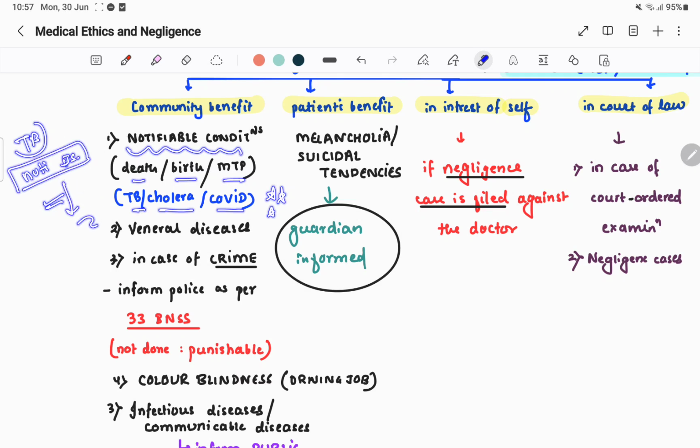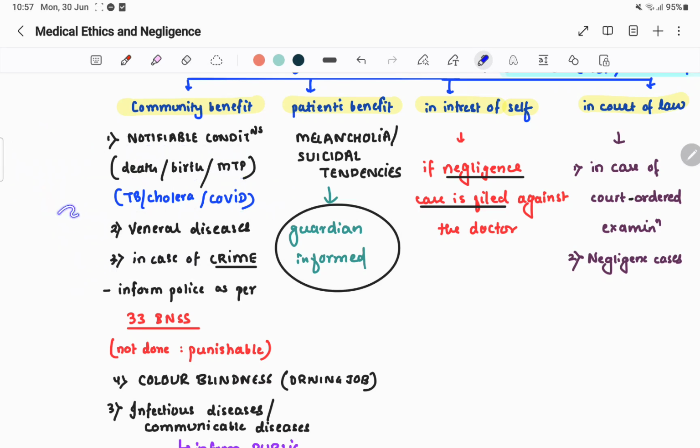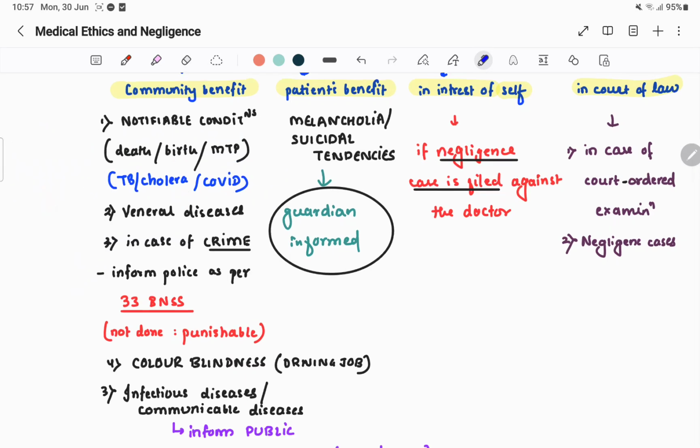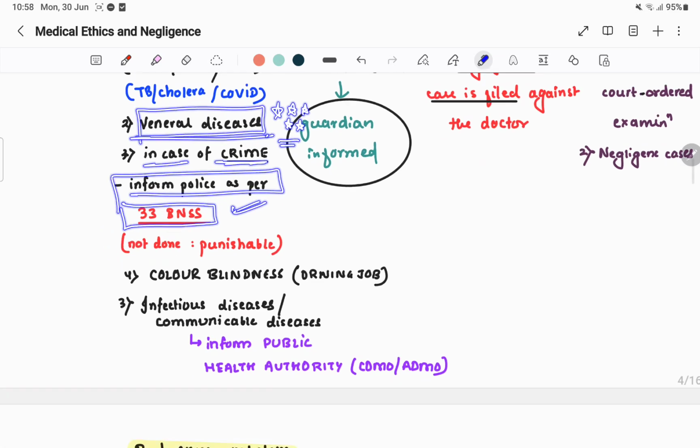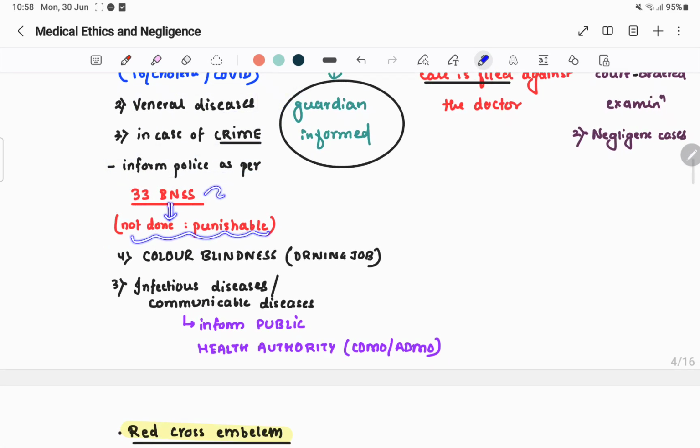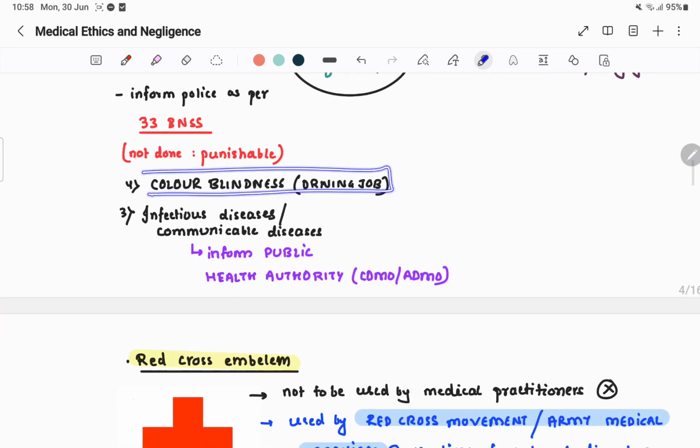Okay, so you have to register the patient and inform the relevant authorities for the TB card and the Nikshay portal. In case of venereal diseases, you have to educate and inform, and maintain the confidentiality of the patient. In case of crime, you have to inform the police as per Section 33 BNSS. If it's not done, it's punishable. Section 33 BNSS deals with the communication given to the police. In case of color blindness in a driving job, you have to inform. In case of infectious diseases, you have to inform the public health authority like EDMO and CDMO.